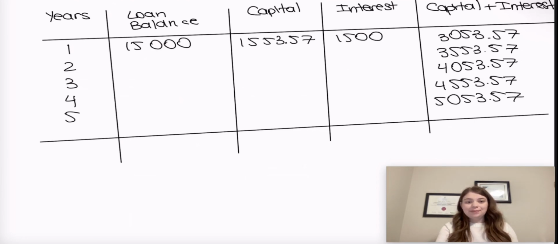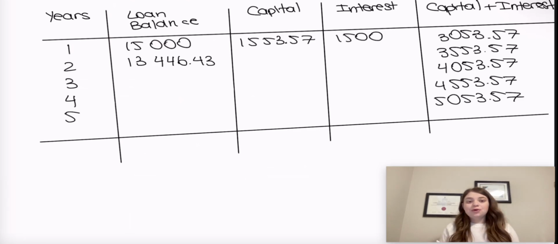So since that went to capital, that means we now owe that much less for the second year because we paid off $1,553.57 of our debt. So now we're going to subtract that from $15,000. So now at the beginning of the second year, we now only owe $13,446.43.